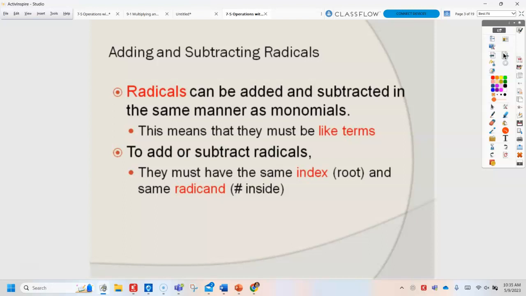To be like terms, they must have the same index, meaning cube roots can be added to cube roots, but cube roots cannot be added to square roots. So same index, and they must have the same value underneath. So you can't add the square root of 2 to the square root of 3. They're not like terms. So oftentimes when adding and subtracting, we don't have very many like terms.